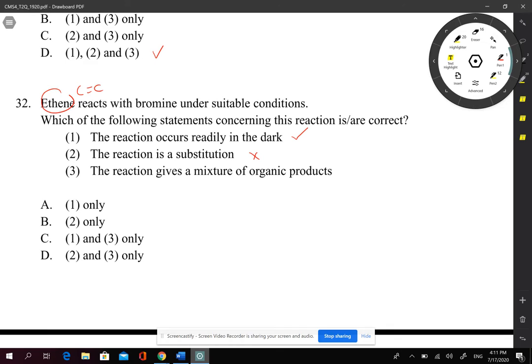Because in an addition reaction, the substances act on the double bond at the same positions, and there are only 2 carbons, only Br will add to the 2 carbons. So only one compound will be formed. So the third statement is incorrect. So the answer must be A.